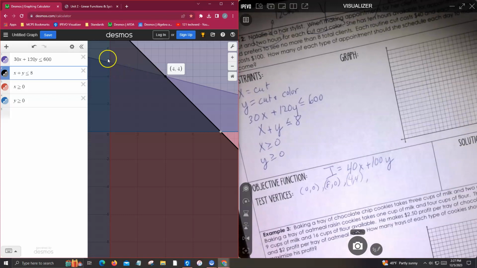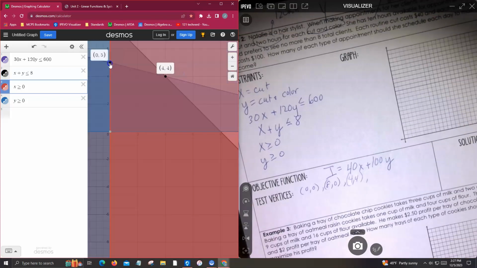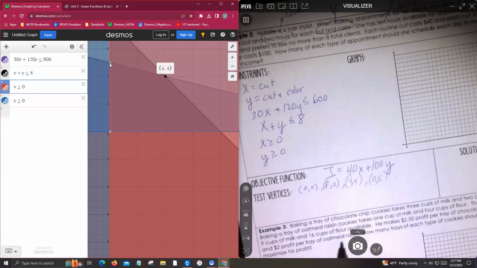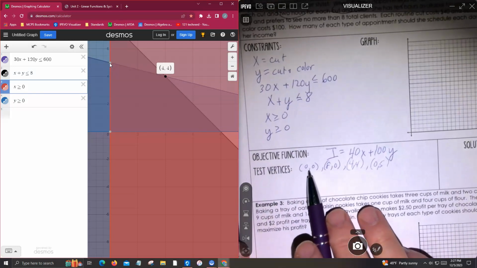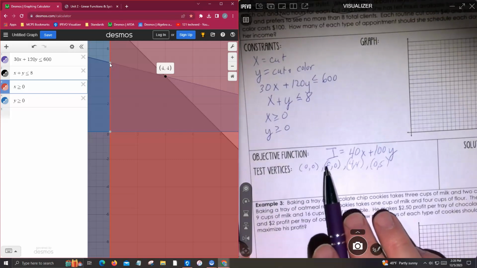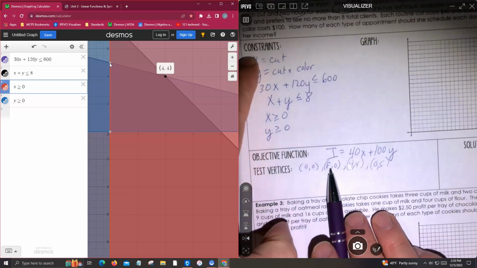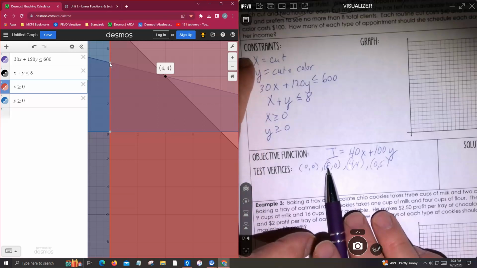And then this one is 0, 5. All right, so let me just recap what I've written here. This means she did no clients. This one says she did 8 clients, cuts. She did all of her clients, and all the clients that she wanted to have, the maximum number of clients she had was 8. All 8 of them got just a cut.